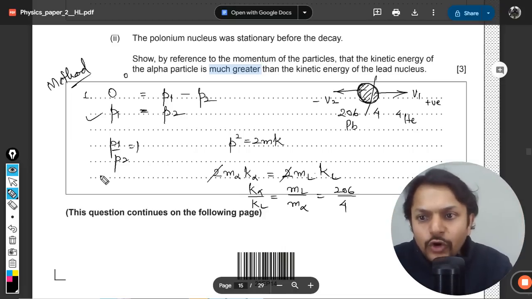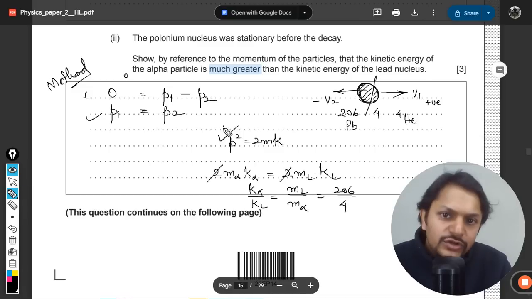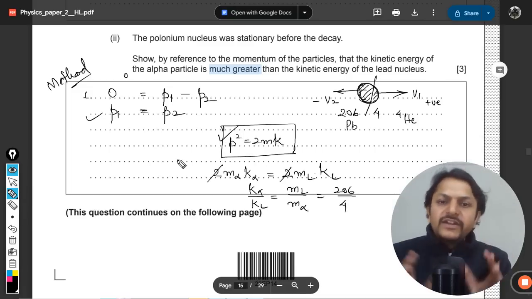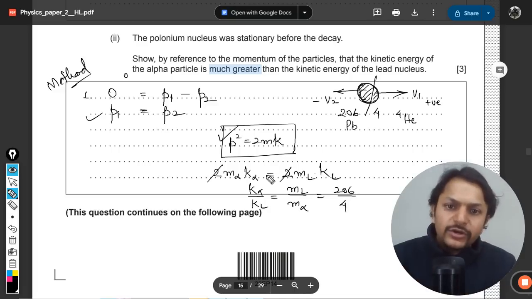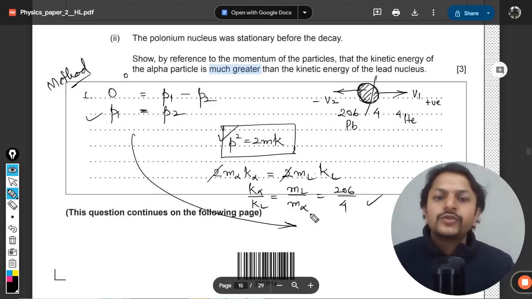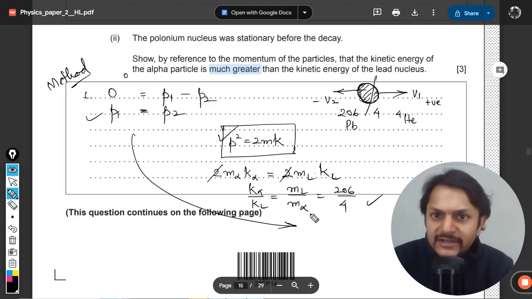So if you know this formula, things become quite easy. Like we have done this in the topic of mechanics, and it is a very, very important formula. So if you do not remember it, now you can remember it. Okay, so this becomes a very small question for you, and very easily you can say that yes, the kinetic energy of the alpha will be much more than that of the lead.